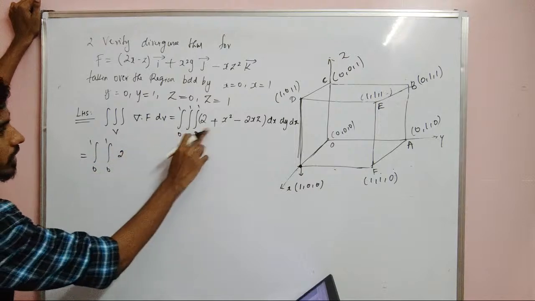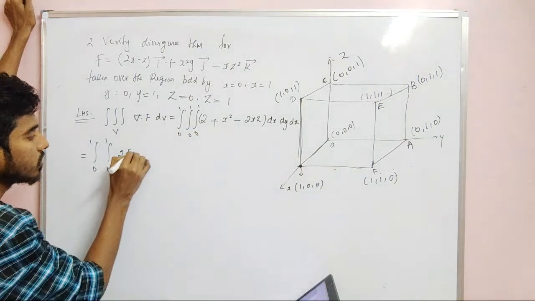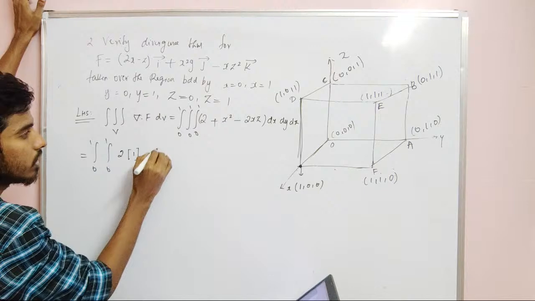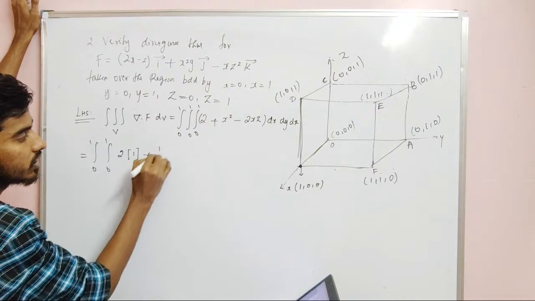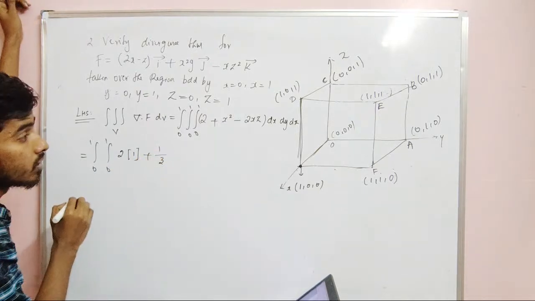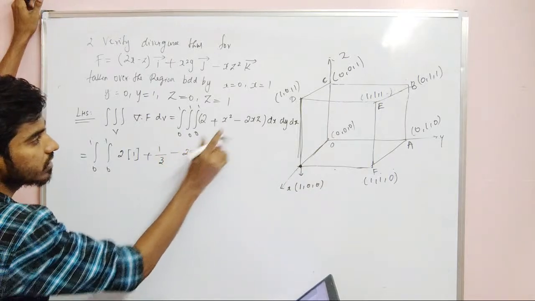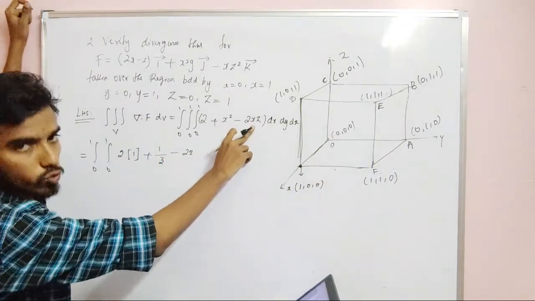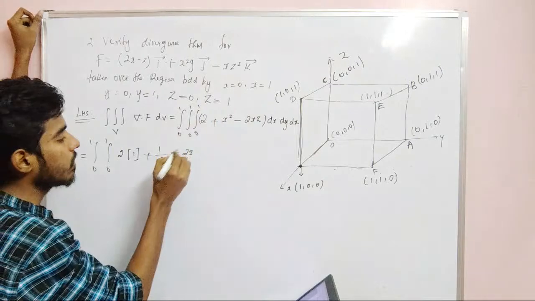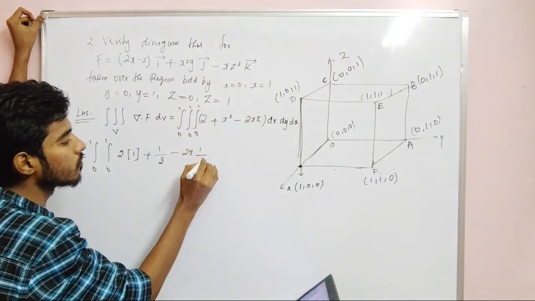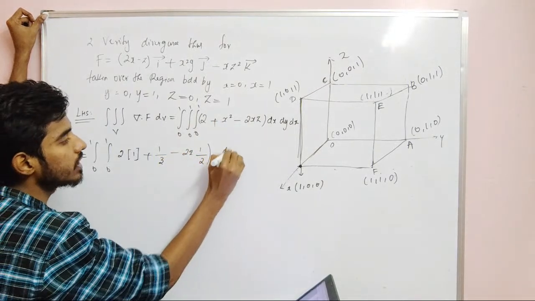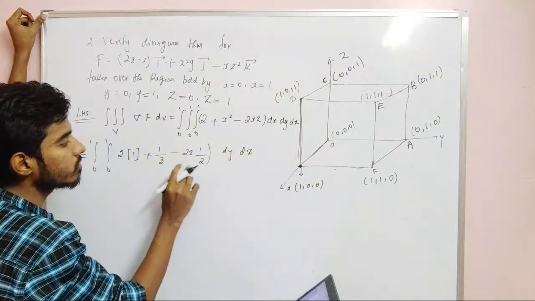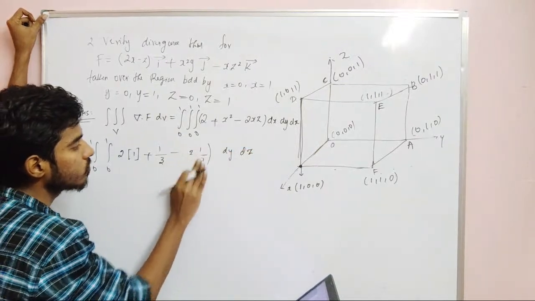So 2 times, when I integrate dx we will have x, so it will be 1, and x cubed by 3 will be 1 by 3. Here we have minus 2z common, and the integration of x is x square by 2, and after the limit we will have 1 by 2, into dy dz. You can see the 2 and the 2 will get cancelled, so we have only z here.